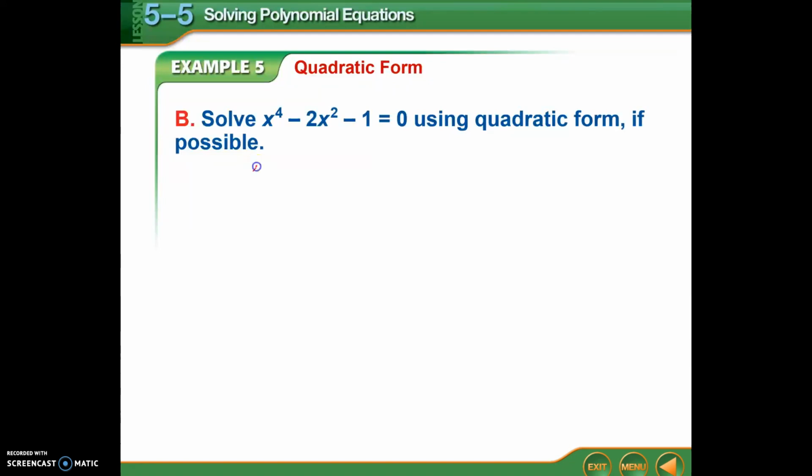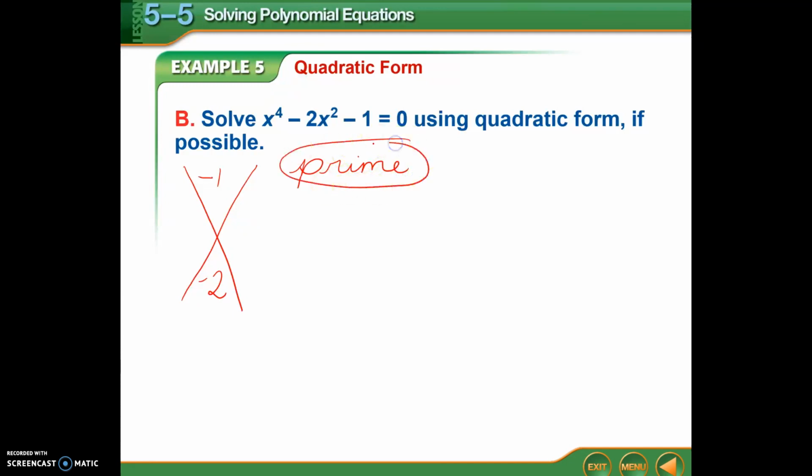I look at this one, what multiplies to be negative 1 and adds to be negative 2, I see that there's nothing that multiplies to be negative 1 and adds to be negative 2, so this one is prime. So we can't solve that by factoring. And you don't have any on your homework but we do want to be aware that that is a possibility.